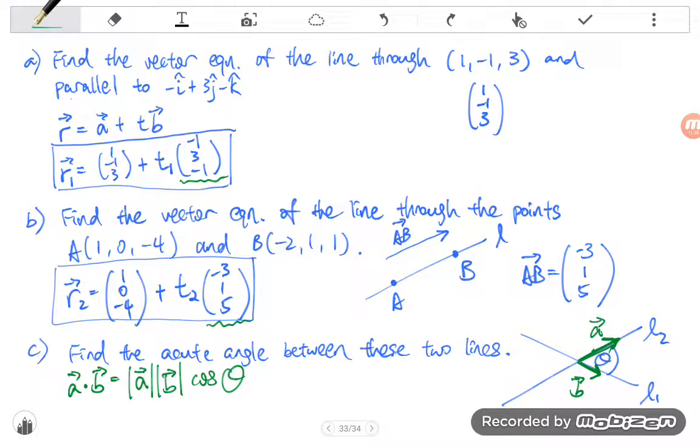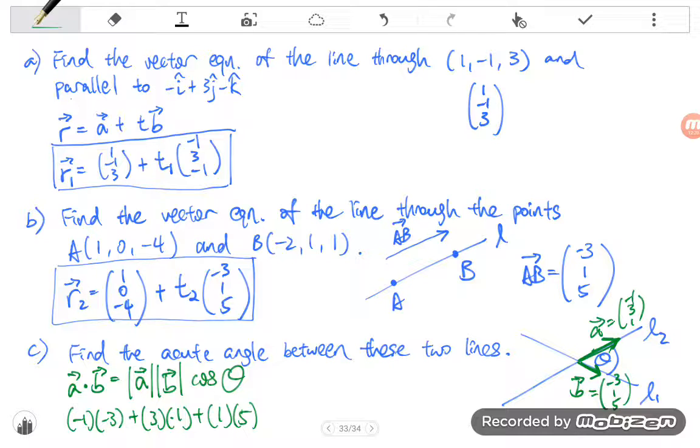I hope that makes sense to you. We call them direction vectors because they give us the direction of the line. So I can say my vector A is equal to -1, 3, 1. My vector B is equal to -3, 1, 5. And that's it, we're almost done here. So vector A dot vector B, I would have -1 times -3 plus 3 times 1 plus 1 times 5. Is that right? Oh, this is -1, almost missed that. So this will be -1 times -3, 3 times 1, and -1 times 5.